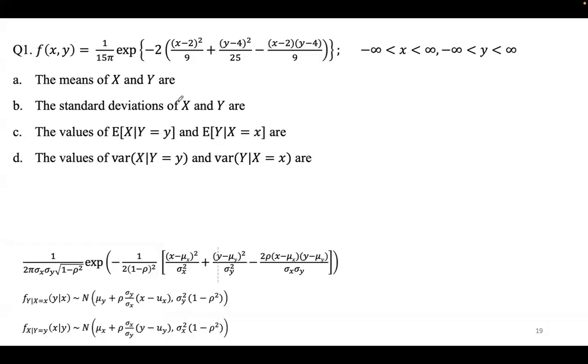If you compare this, then you can find that mu of X is 2, and mu of Y is 4, using these values, also these values here. And when you want to compare standard deviation, remember standard deviation, not variance. So for the standard deviation of X, you can see the denominator, so you take the root of the denominator.